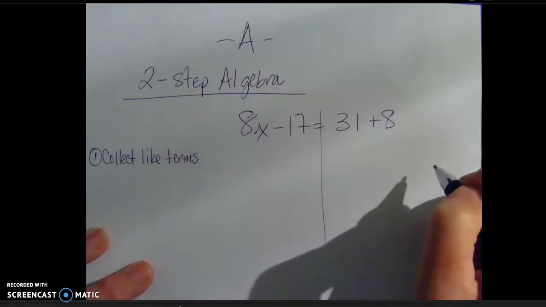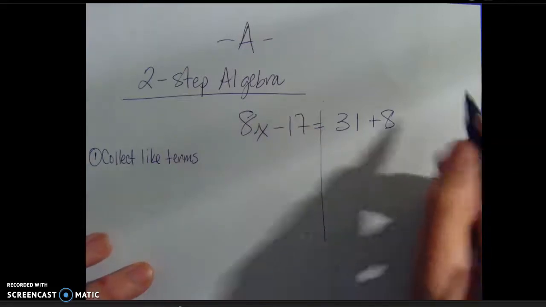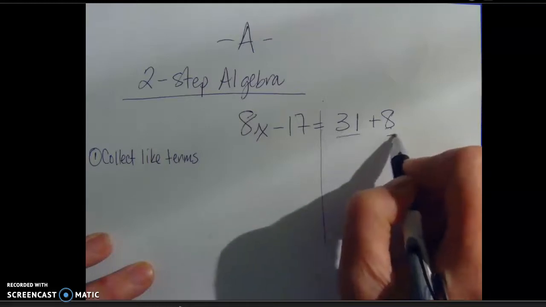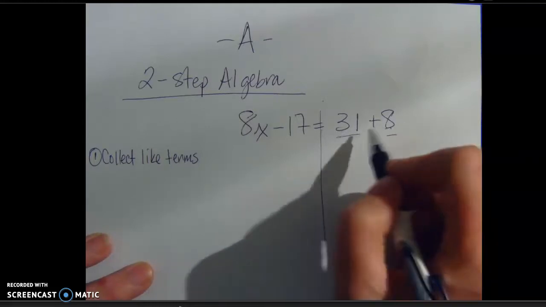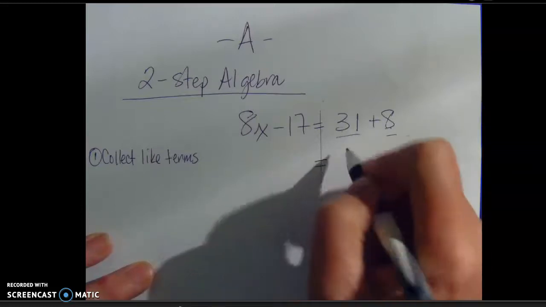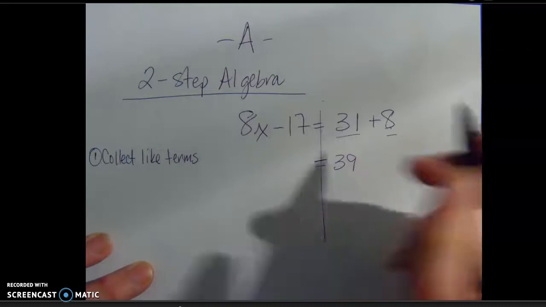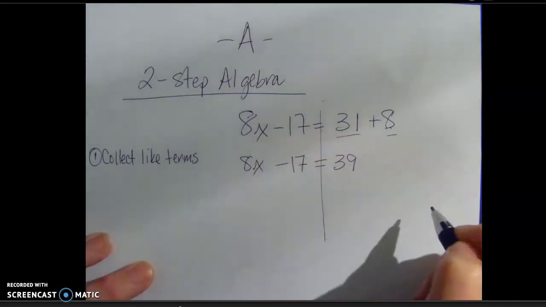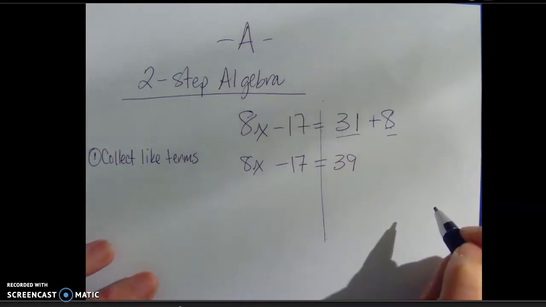Remember that? So collect like terms first. Makes it a little bit easier. You don't have to, but it makes it easier. So if we add 31 and 8, because these two terms are like terms, they don't have x's with them, they don't have y's with them, they're just plain old numbers, we get 39. And we leave the rest of this because we haven't done anything with it yet.